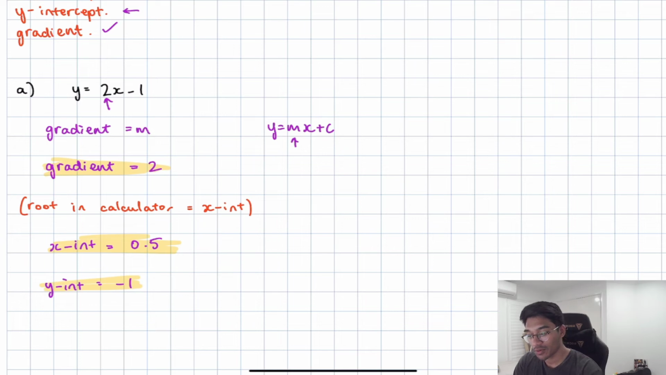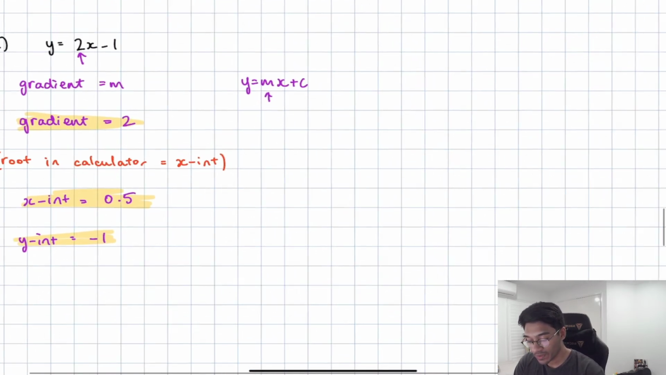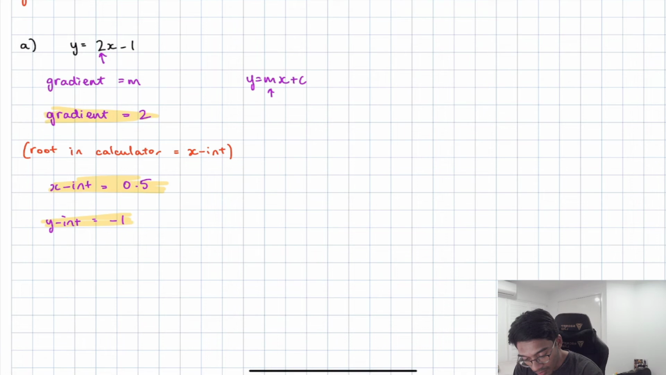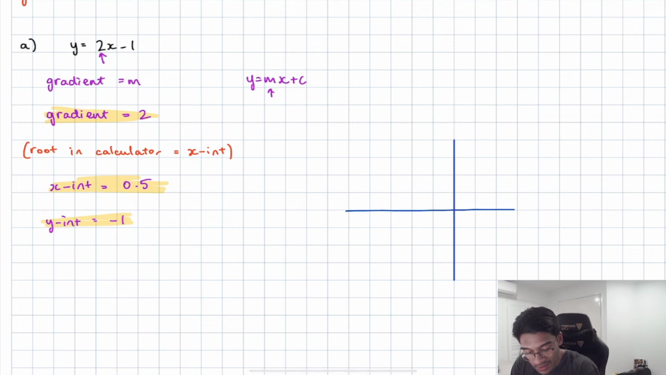From here, we're left with probably the easiest part, which is graphing. You can look at the calculator, but you don't need it anymore. This is all the information you need. I'm going to draw my axes like this. Remember, x is our horizontal, y is our vertical.